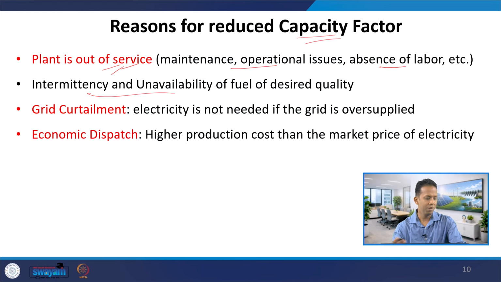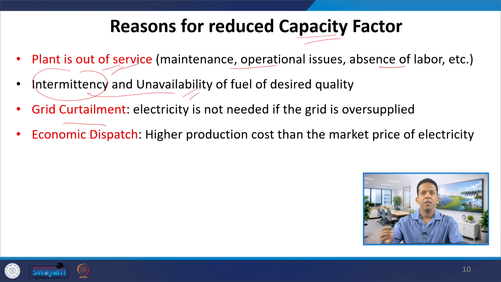For renewable sources, this is a big problem. It won't be available all the time, 24/7, and for other fuels, there may be less availability or varied availability. Like biomass, it may not be available throughout the year in required quantity. So, that is another reason.